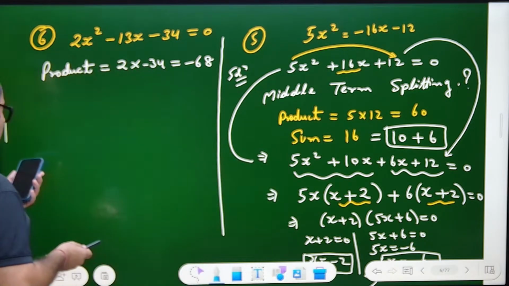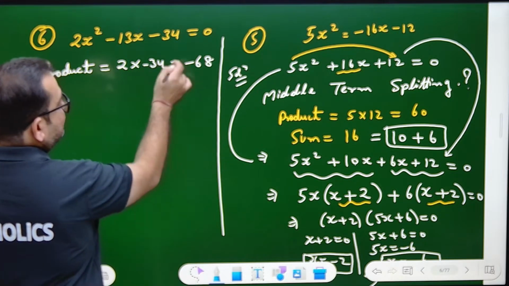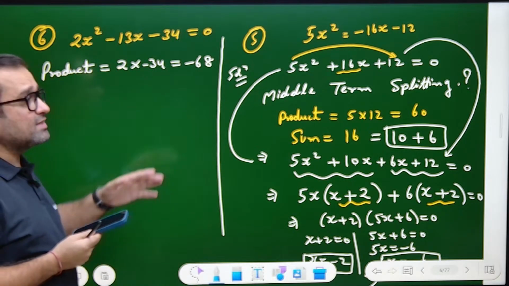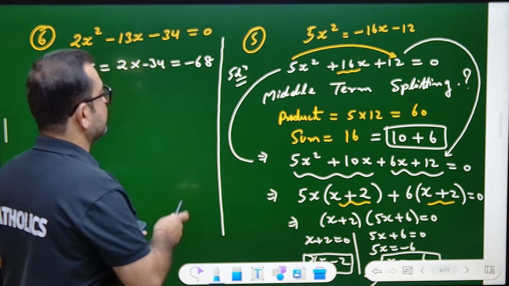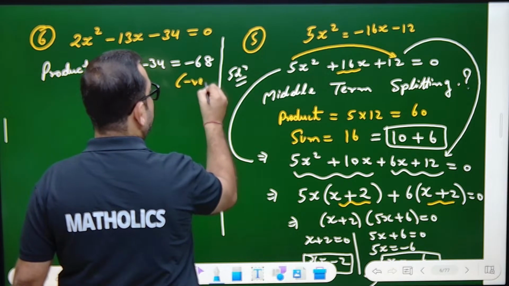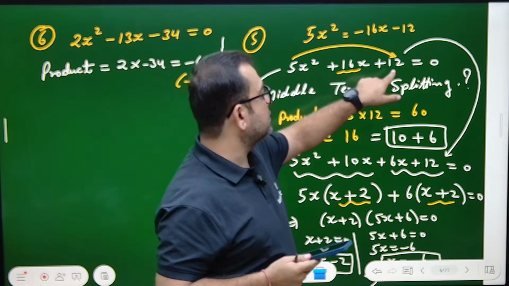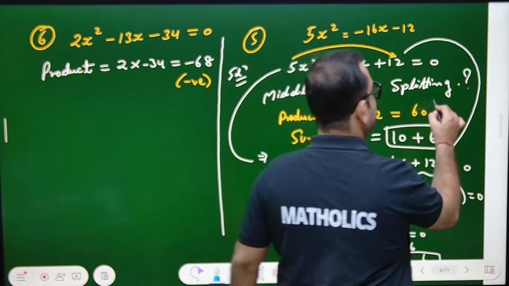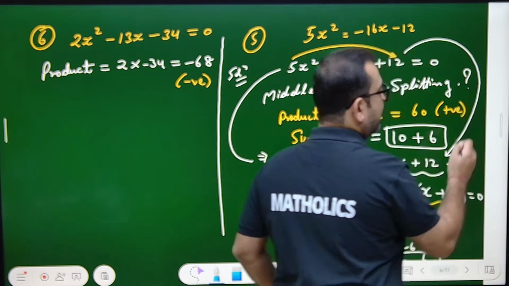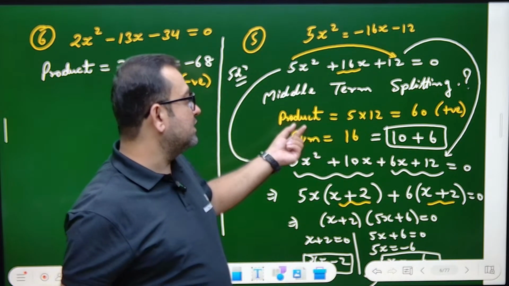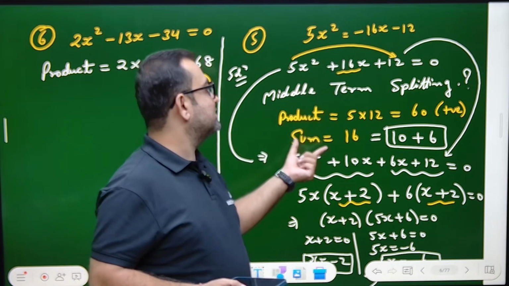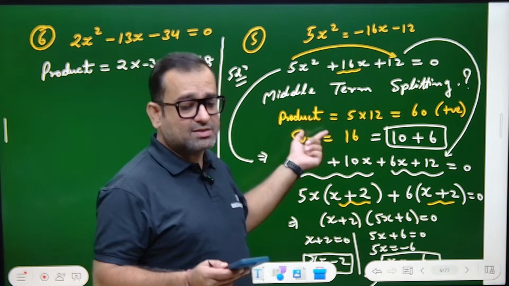Okay, let's see. Now, product is minus 68. Is the product negative or positive? Tell me in the comments. It is negative, sir. Product is negative. Yes or no? In the previous question, the product was positive: 12 fives are 60. That's why we wrote the middle term as a sum. I have written 16 as a sum, plus 16 or minus 16.